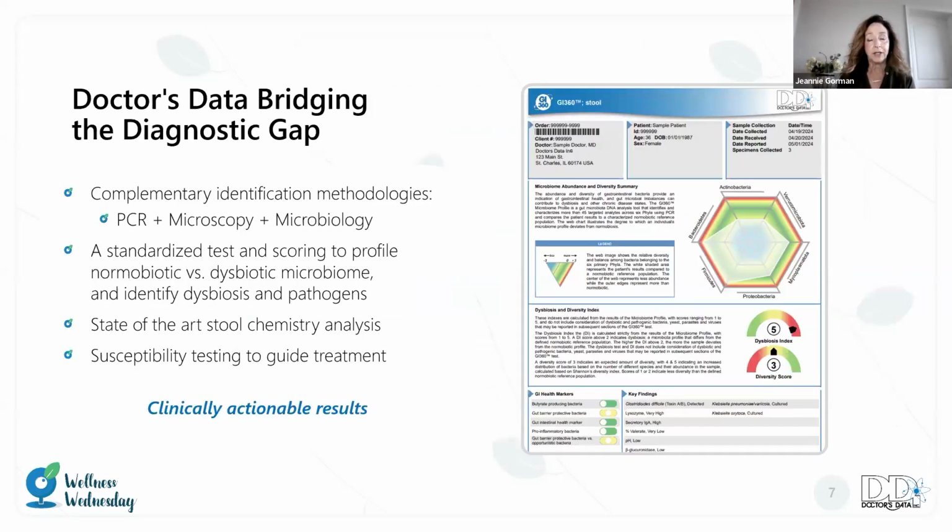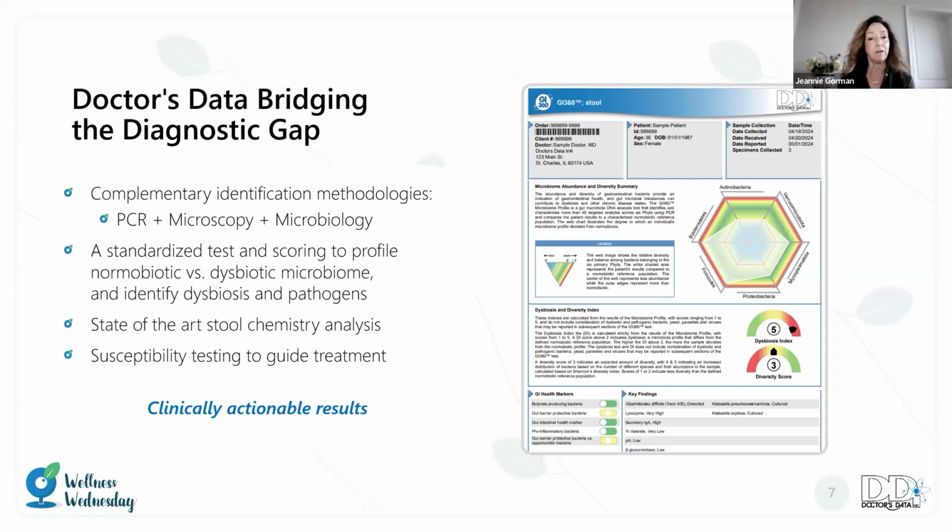So what is the GI360? It is, as I said, sort of our capstone stool test, if you will. It involves complementary identification methodologies, which include PCR or DNA amplification, microscopy, and microbiology. We also have a normobiotic and dysbiotic microbiome index, and a way for you to compare your patient's findings to what would be a normobiotic patient's findings.